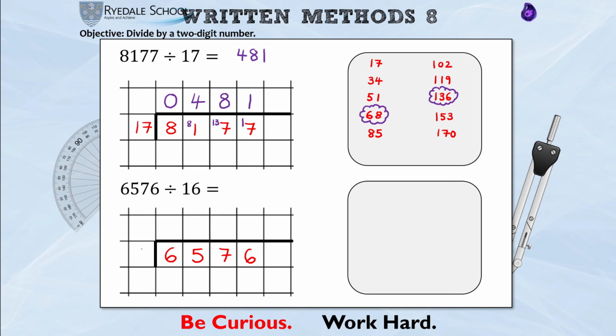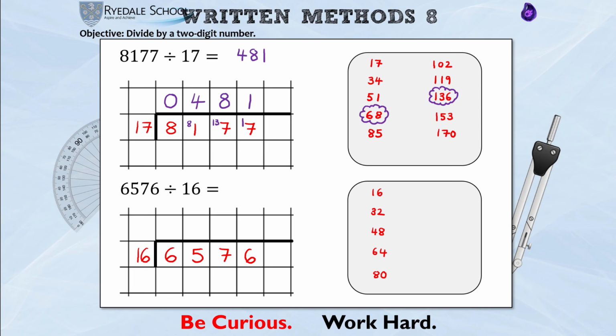6,576 divided by 16. So my 16 times table. So 16, 32, 48, 64, 80. Just adding 16 each time.